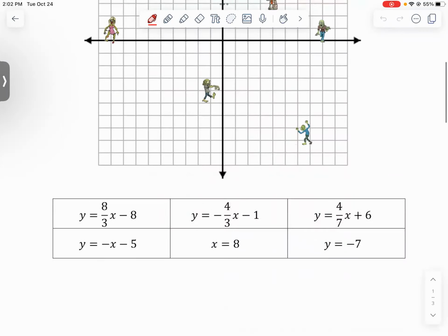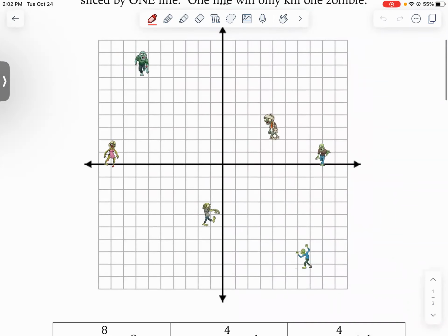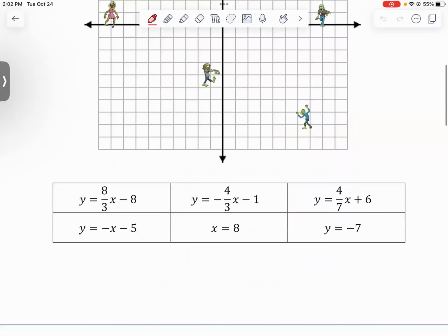I'm gonna give you this piece of paper, and there are 6 zombies you need to slice. But if you slice them more than once, they will come back. So they can only get sliced one time. You have 6 linear equations you need to graph. And if you graph them correctly, each line will slice only one zombie. It does not slice 2 zombies ever. It slices exactly 1 zombie.